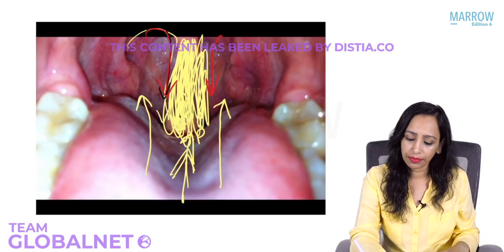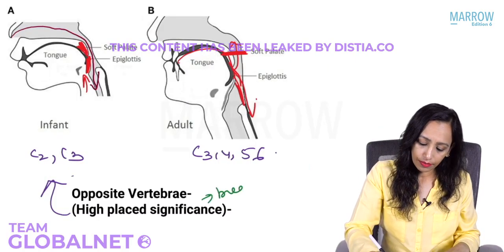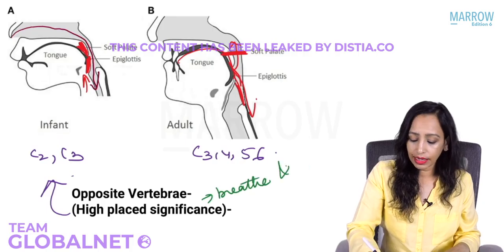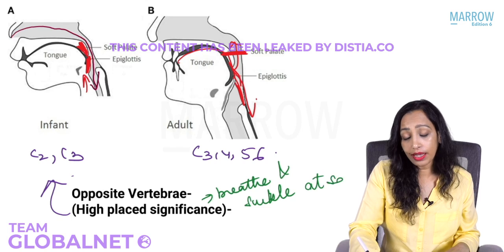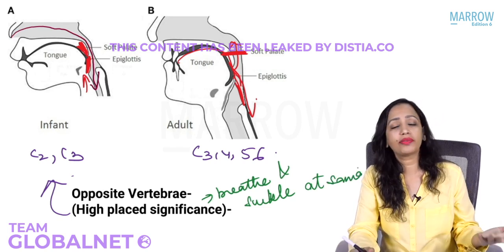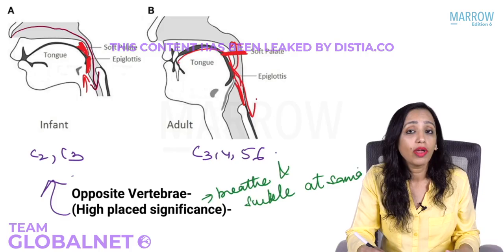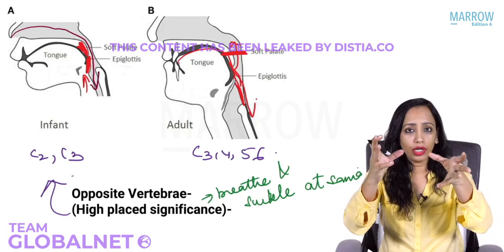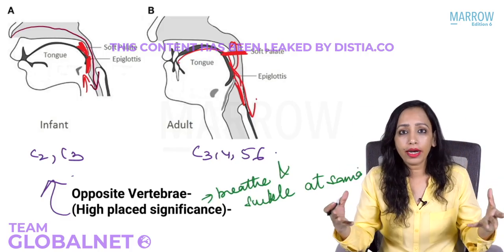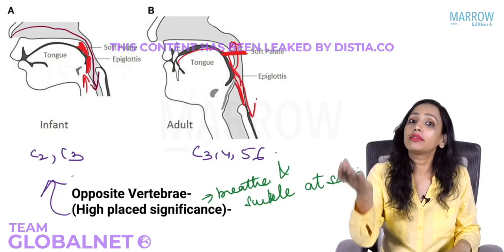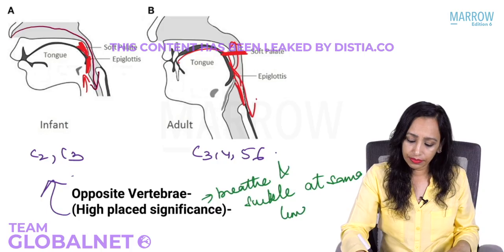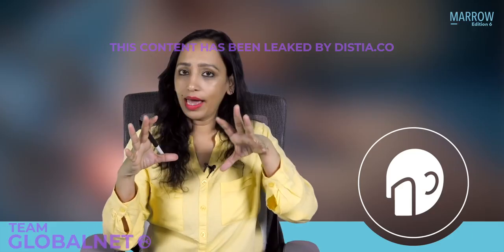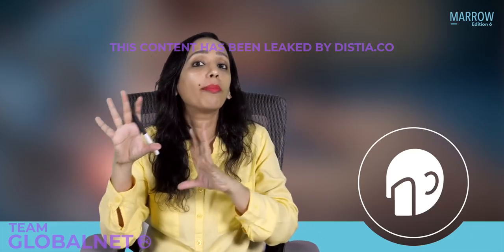the same time. They can breathe and suckle at the same time. And again, this was a question: an infant can breathe as well as suckle at the same time because of large tongue, because of large uvula, because of large soft palate, or because of high placed larynx. So what's the answer? Because of high placed larynx. So we saw how the larynx is different in an infant from an adult.